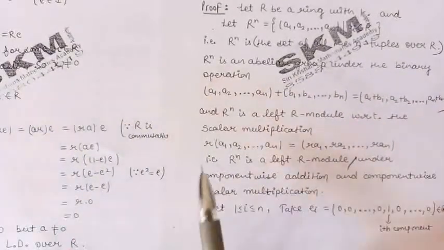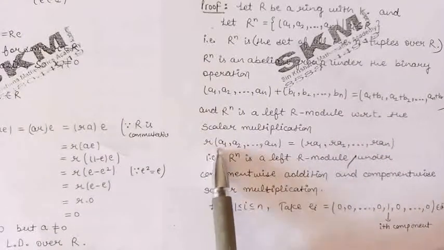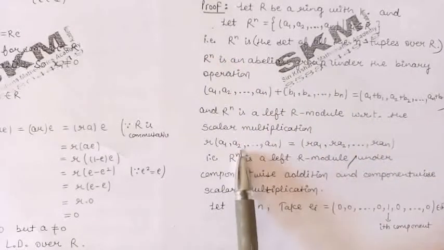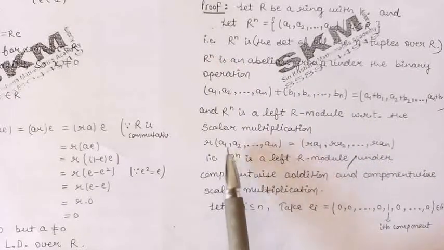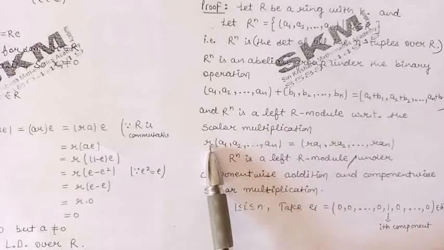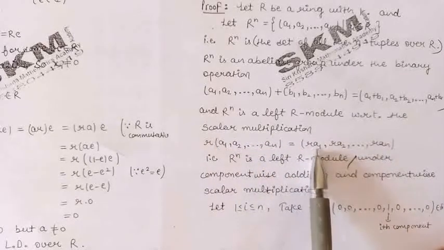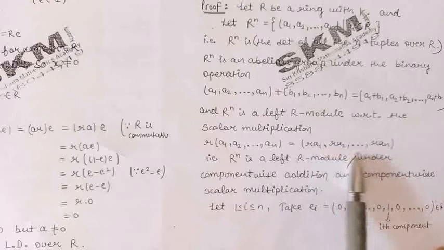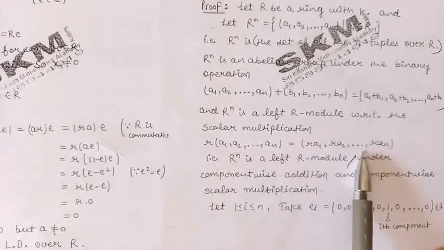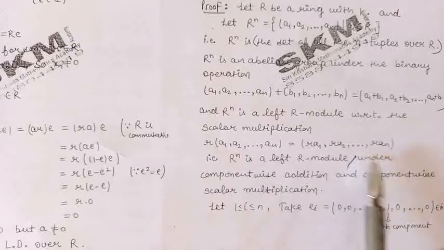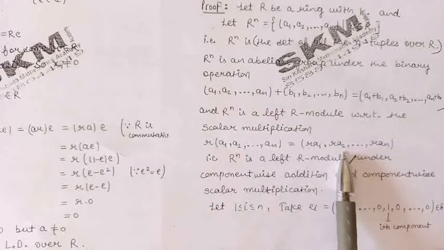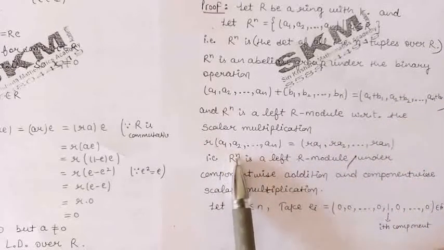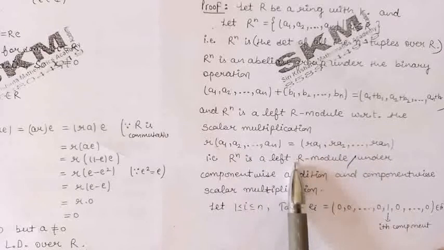For this, let us take an element r belonging to the ring R, and an element taken from Rn. We can define the scalar multiplication by multiplying each component by r. So we have defined it by rA1, rA2, rA3 up to rAn. This is an n tuple over the ring R. In this way, we have defined scalar multiplication also. So under these operations of vector addition and scalar multiplication, Rn is a left R module.